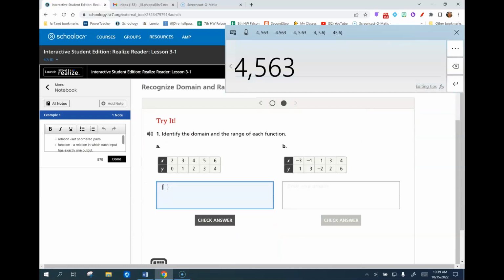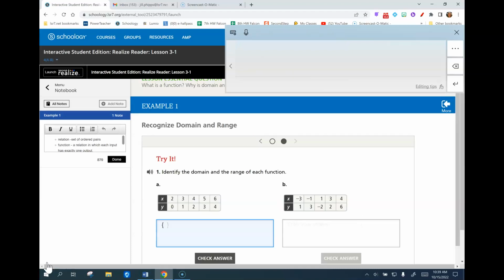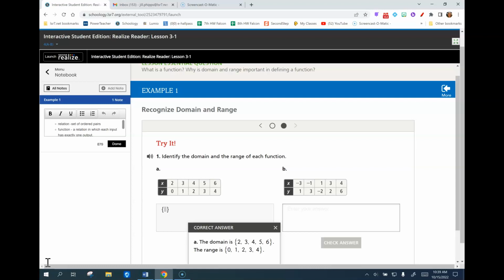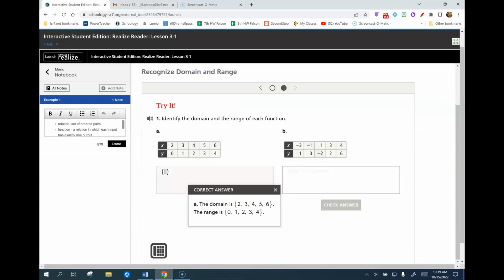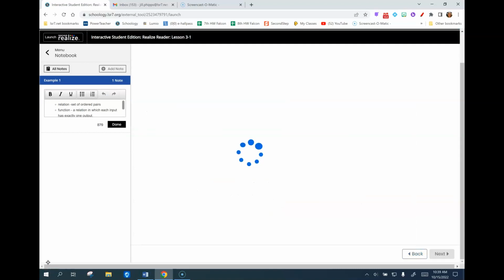But here's the important thing. If you're home sick, try to answer the question yourself, and then it's going to tell you the answer. Here's your domain, here's your range, and it even shows you what it should look like. I've now used both of my dots. You see both of those dots? I've used them. So now I go to next.